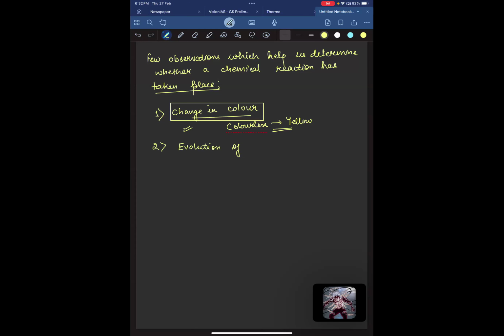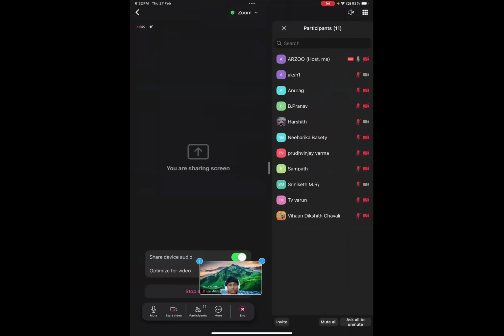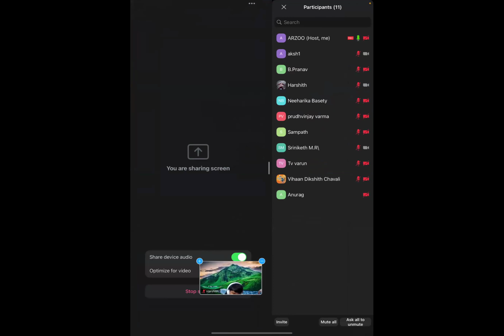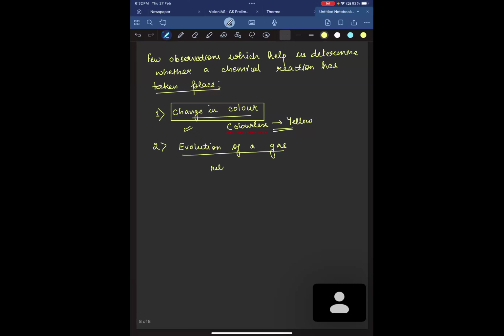Next is evolution of a gas. So Niharika, in which reaction did you see that there was evolution of gas? When you mix zinc granules and sulfuric acid. Very good. When we mixed zinc granules with sulfuric acid, there was release of hydrogen gas. And that showed that some chemical reaction has happened.